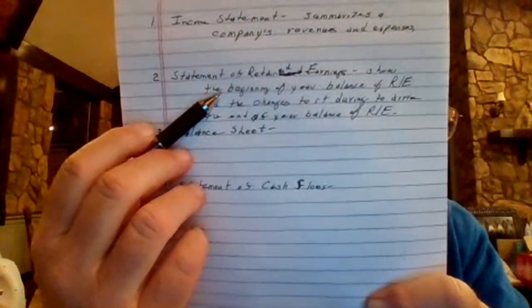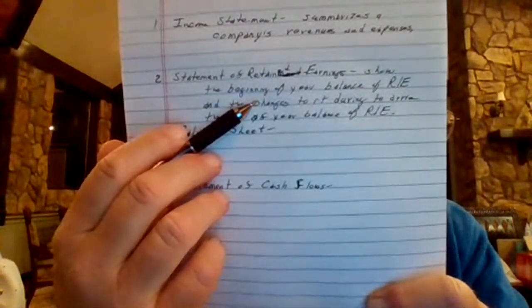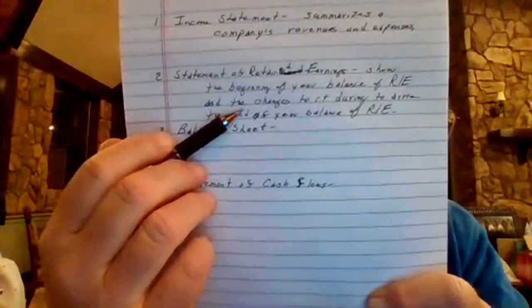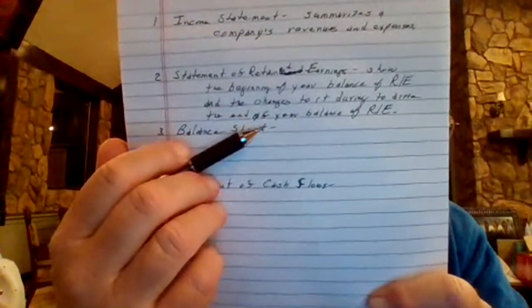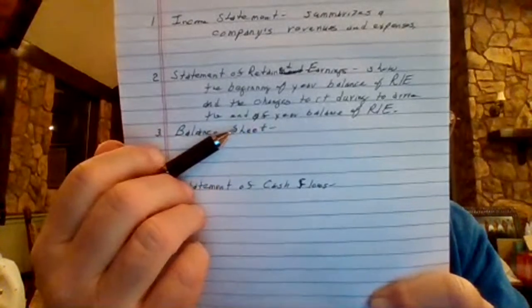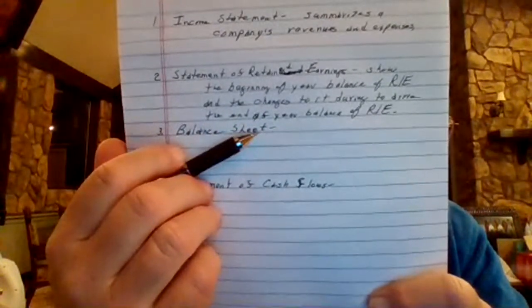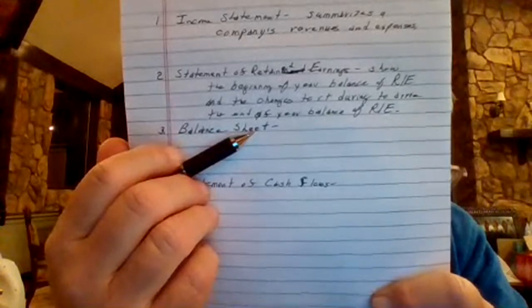It is the beginning of year balance of the retained earnings account, the changes to it, increases and decreases from transactions that occurred during the year, and then the result is the end of year retained earnings balance. Retained earnings is increased by net income and decreased by a net loss. That's why we have to do the income statement first, so we can find out what the net income or net loss was for the year to either increase or decrease the beginning retained earnings.